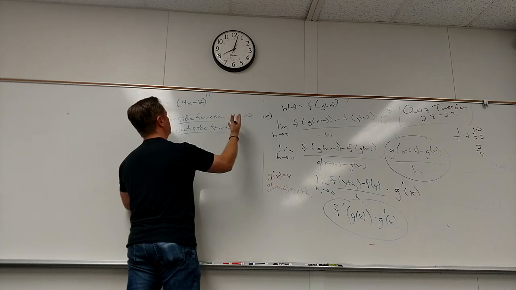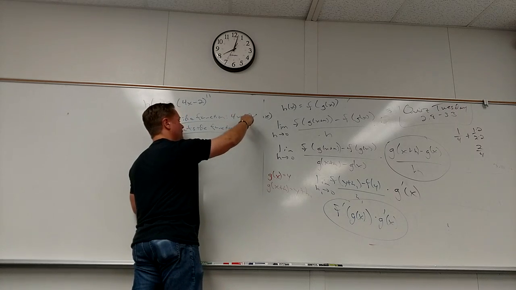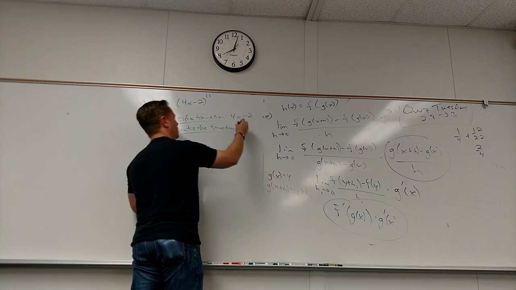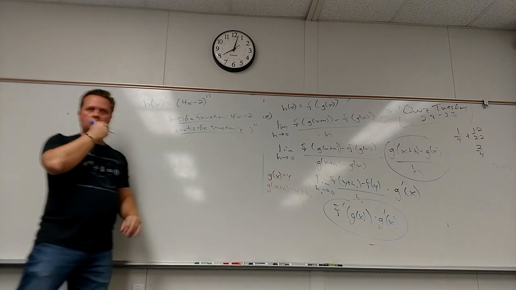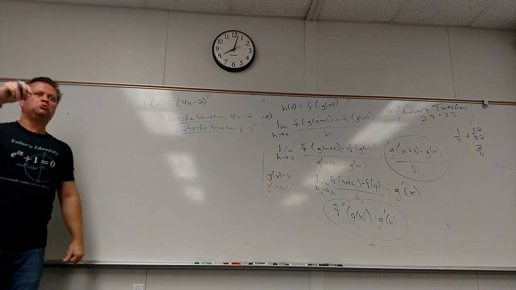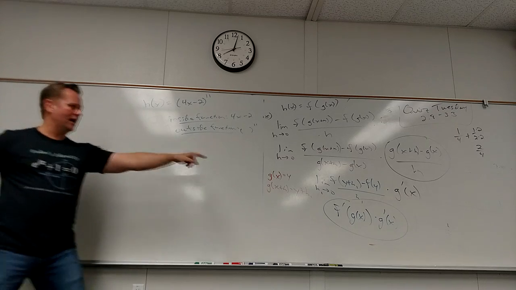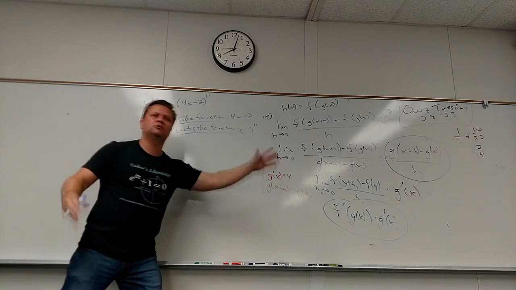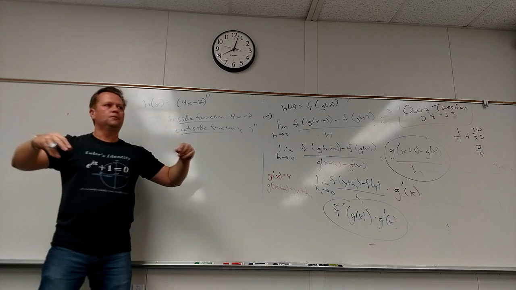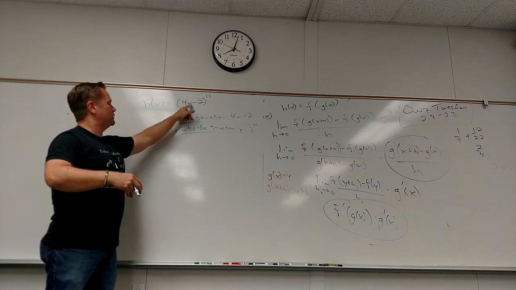What's the outside function? What is 4x minus 2 in? Something to the 11th power. So what chain rule says, nuts and bolts, not a rigorous definition: take the derivative as if it was x to the 11th.